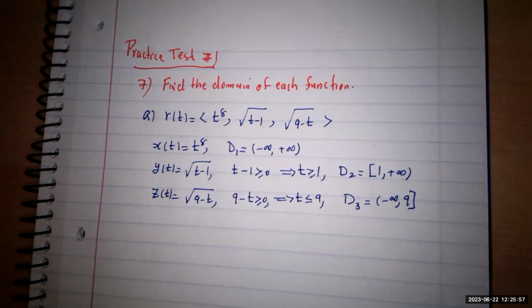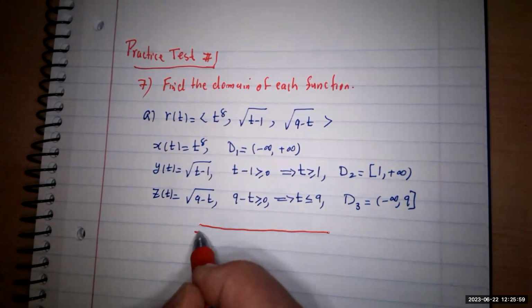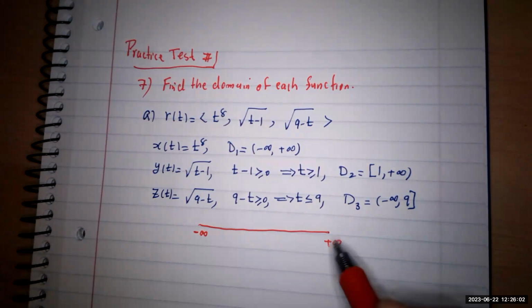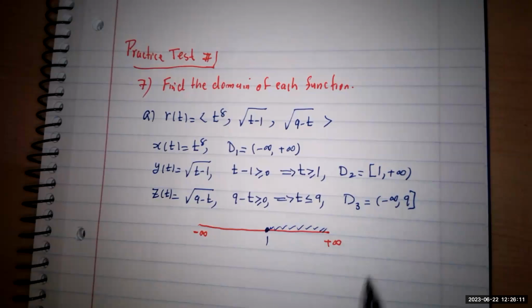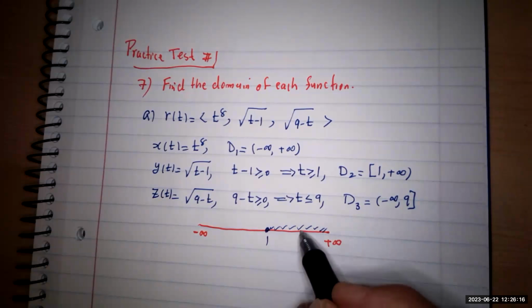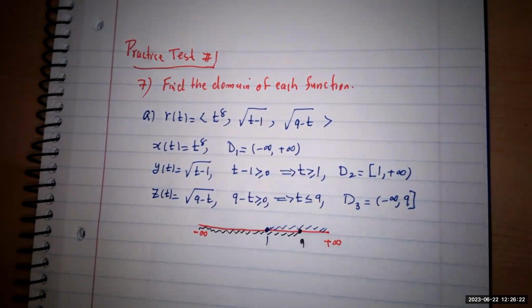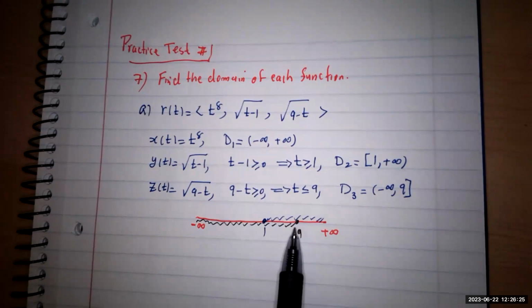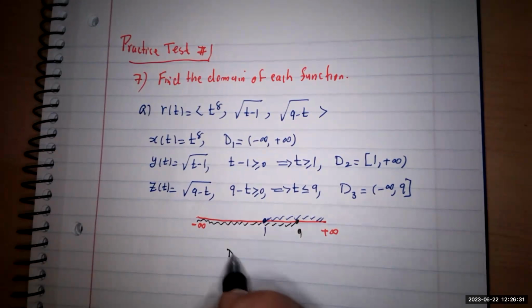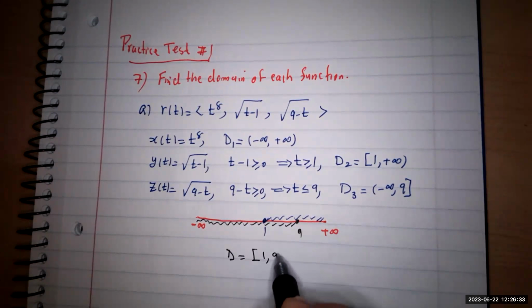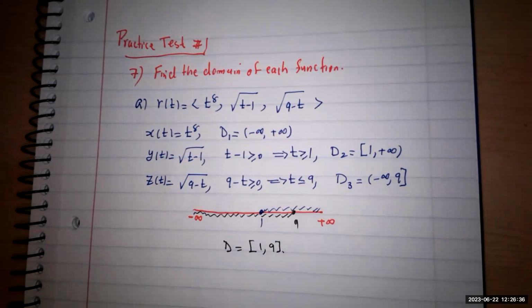So you compare them together. The first is negative infinity to positive infinity. You can forget about this one and compare the other two. This one is 1 to positive infinity, and this one is negative infinity up to 9. As you can see, the common part is between 1 and 9. So the domain of the function is 1 to 9, which is the intersection of those three. Any questions?